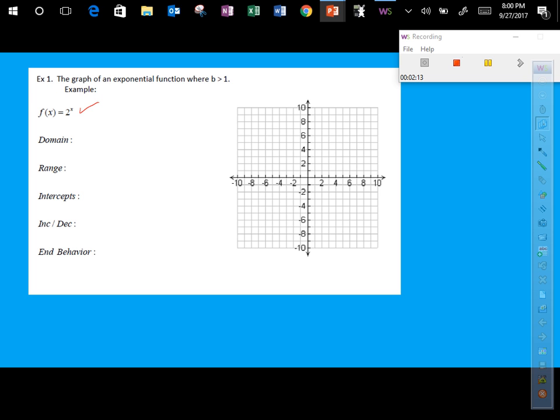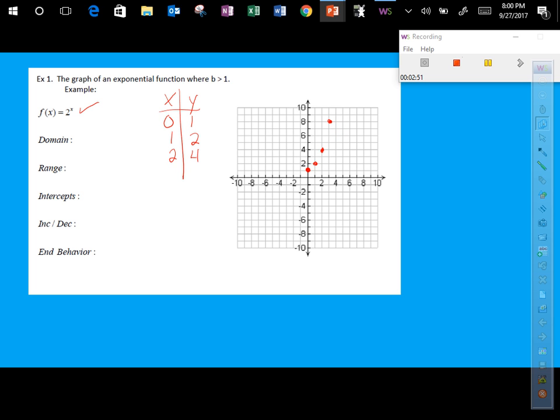So check this out. I'm going to let x be 0. And if I let x be 0, I'm going to get a y value of 2 to the 0, which is 1. So at 0, I've got 1. If I let x be 1, 2 to the first is 2. If I let x be 2, 2 squared is 4. If I let x be 3, 2 cubed is 8.